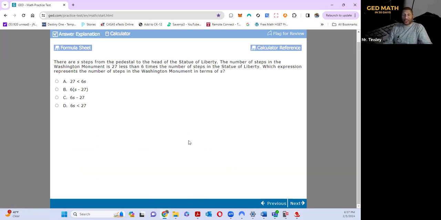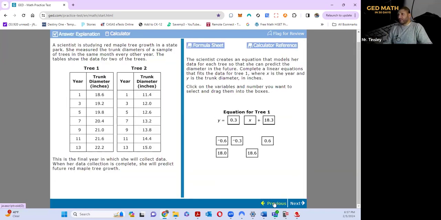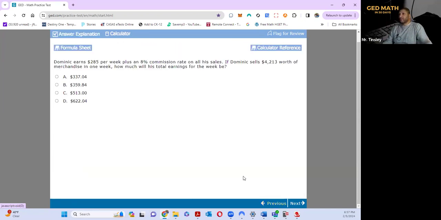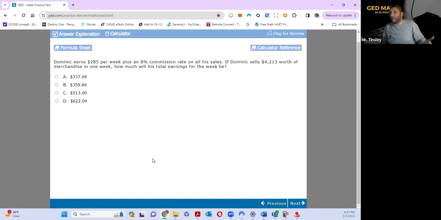This is an algebraic expression. I see no equal sign. You should be able to look at a problem when you see it. This is a table, chart, and graph. This is an equation of a line. This is a coordinate plane. This is a percent problem. You're going to have a percent problem.